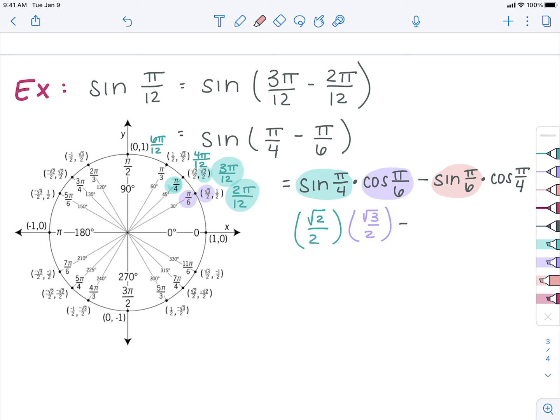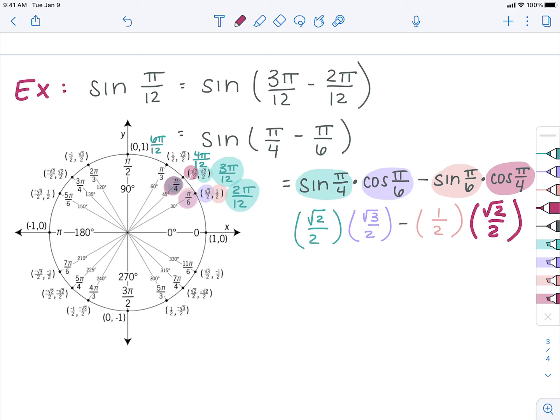Look for sine of pi over 6. Here's my pi over 6. Sine is my y value. So 1/2. And then cosine of pi over 4. Pi over 4 is right here. Cosine is my x value. So root 2 over 2.